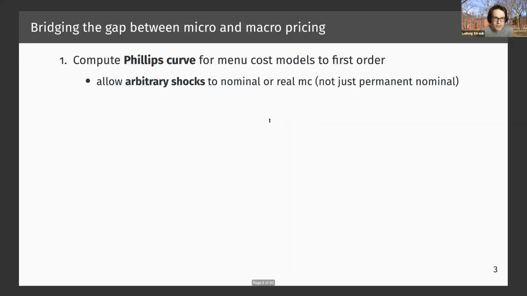Okay, so we're going to do that in 4 steps. The first thing we're going to do is something that a few people have done, namely compute the Phillips curve for menu cost models to first order. And when I say Phillips curve, let me remind you, we're thinking about the relationship between real marginal cost and inflation, as you typically use it in DSGE models. We're going to compute the Phillips curve in a way that allows arbitrary shocks to the real marginal cost.